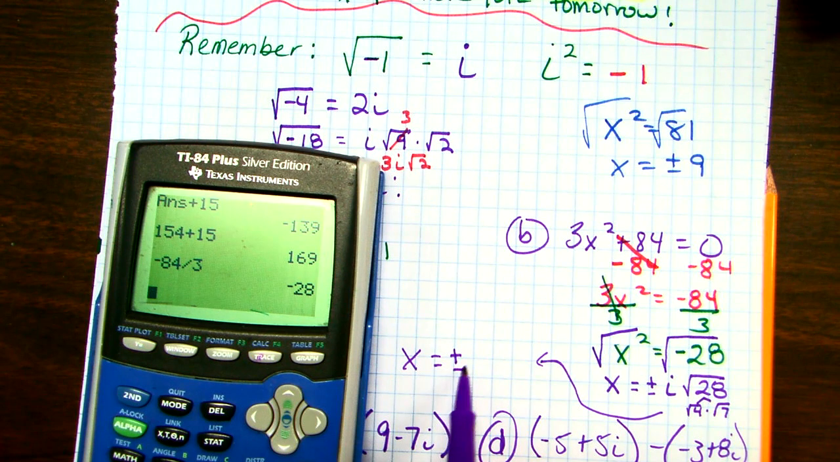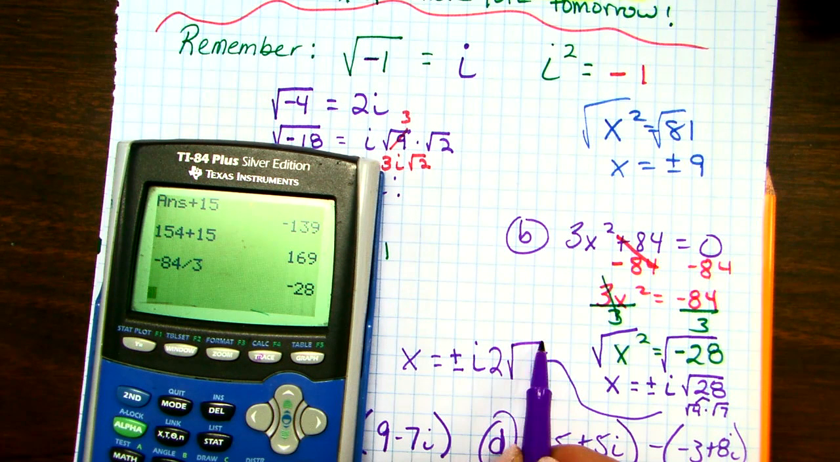So I have plus or minus. There's an i, so the plus or minus. The i was the negative under the radical. 28, I went through my list of perfect squares. 4 and 7 multiply to get 28. Square root of 4 is 2. And then the 7 is left under the radical.